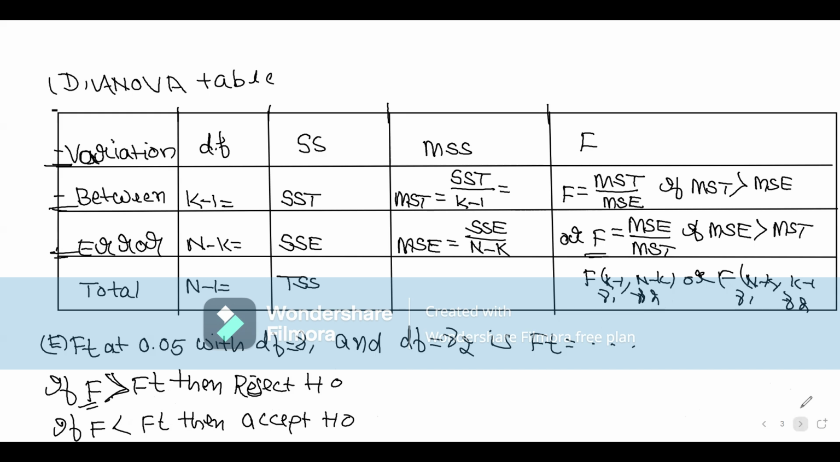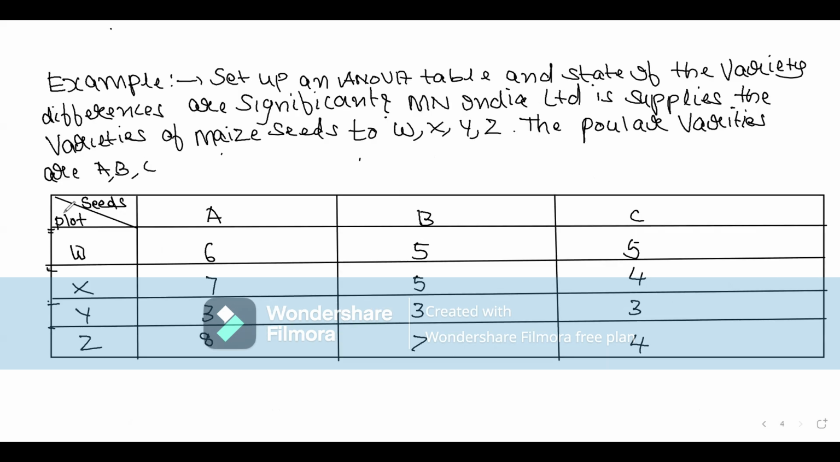Now we can go and solve one problem. Set up an ANOVA table and state if the variety differences are significant. MN India Limited supplies varieties of maize seeds to WXYZ. The popular varieties are A, B, C. Look here, seeds are given and plots are given. There are 3 types of seeds and 4 plots.